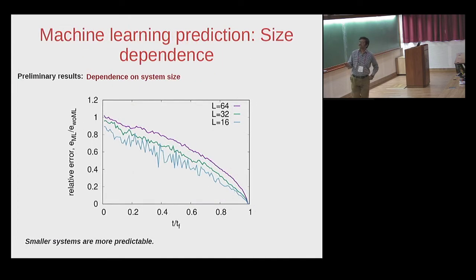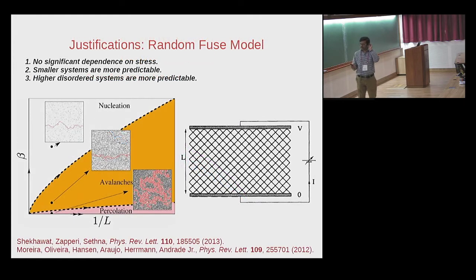With system size, there is a small variation, and with system size, it actually gets worse, unfortunately. And I will try to explain with the remaining 3 minutes why that is so. As I said in the beginning, there are simple generic models that can capture, at least the hope is that they can capture, the failure processes in disordered solids.